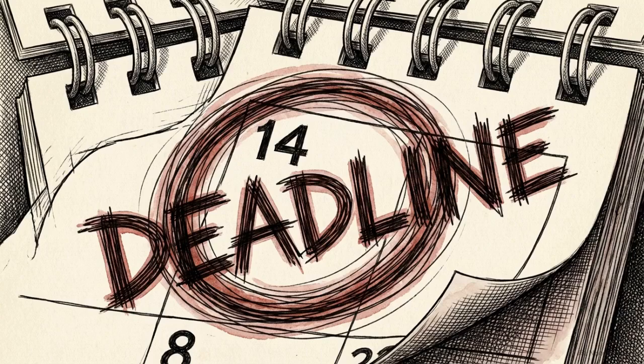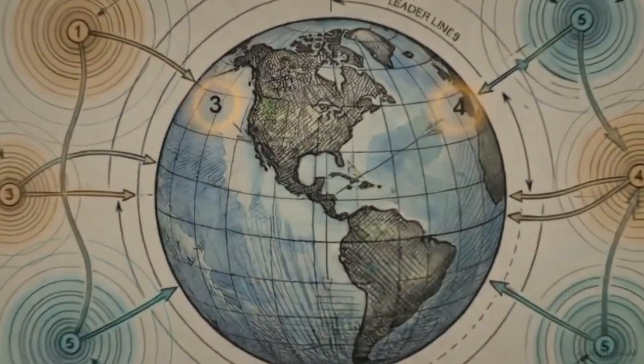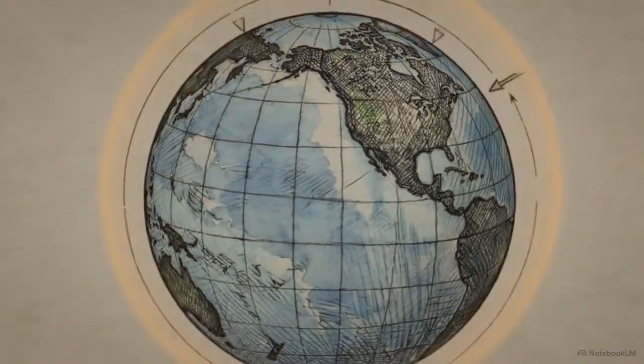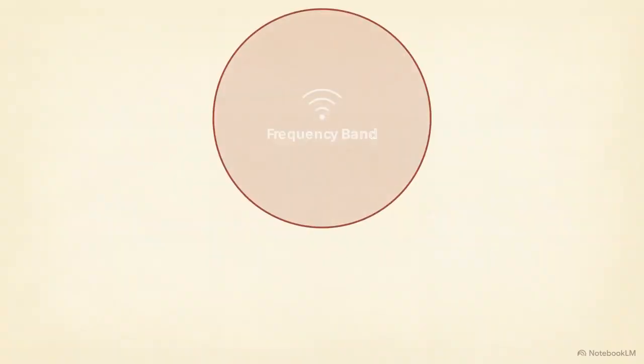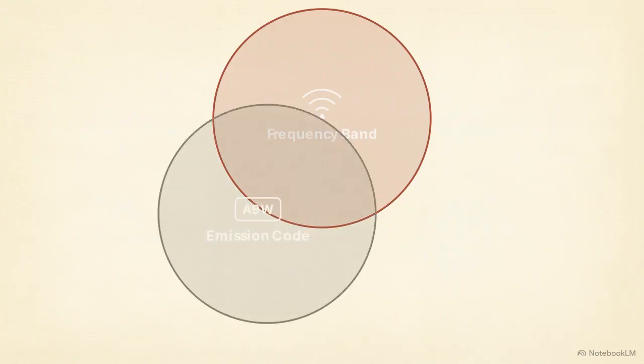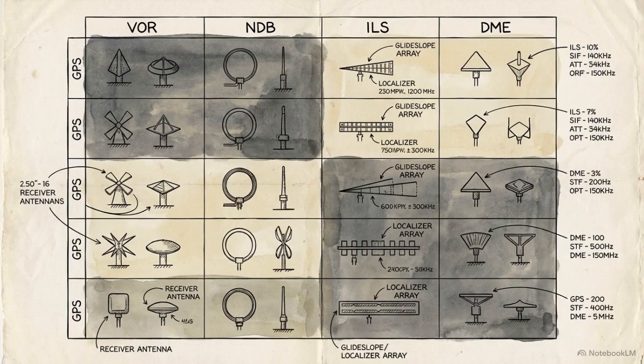If your DGCA exam is within the next 2 weeks, you need high-density, high-retention data. We are stripping away the fluff for a data-dense synthesis of the 5 primary navigation aids. Every aviation nav aid is defined by 3 intersecting data points: its frequency band, its emission code, and its primary systemic error. This chart shows the master quick reference table we will build today.